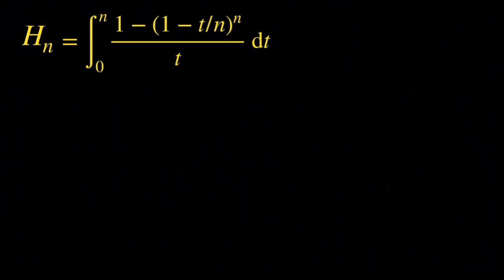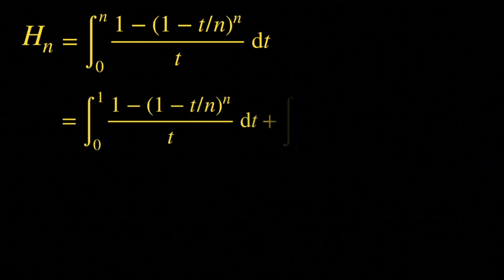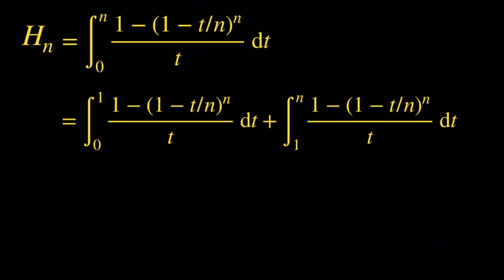And that's going to give us the following integral. So now we have the integral from 0 to n of (1 minus t/n)^n divided by t dt. Then we're going to split our integral into two integrals, from 0 to 1 and then from 1 to n. The second integral can be split even further by considering the difference that we have in our integrand.